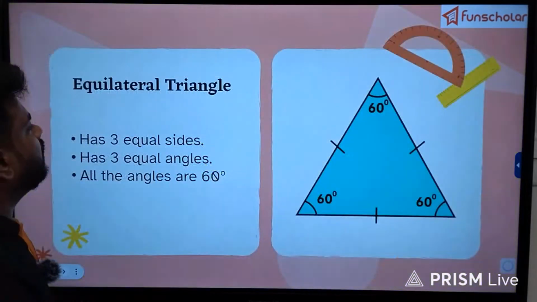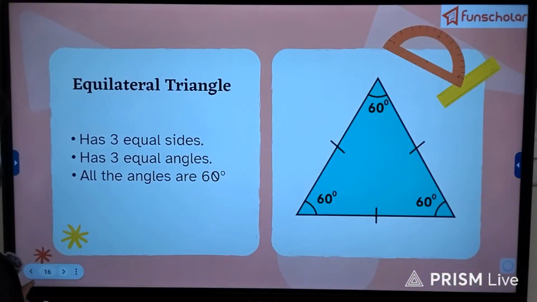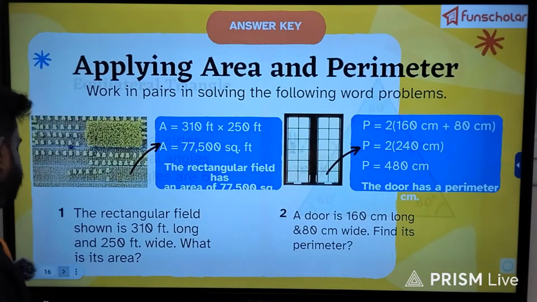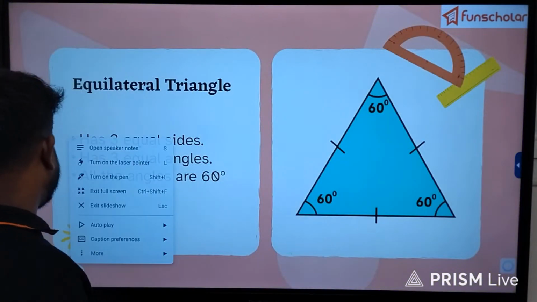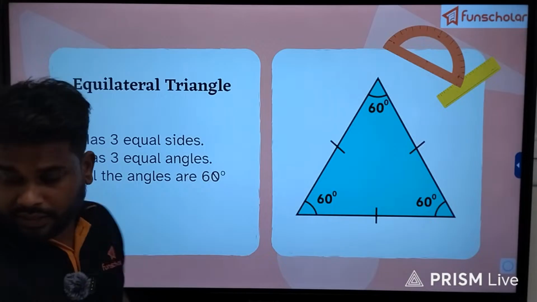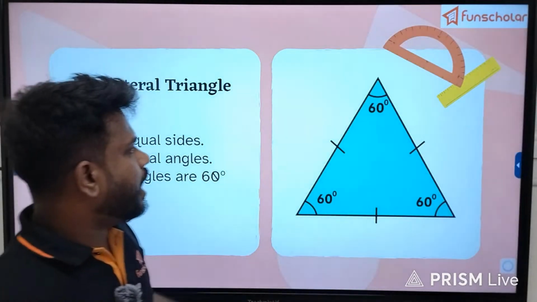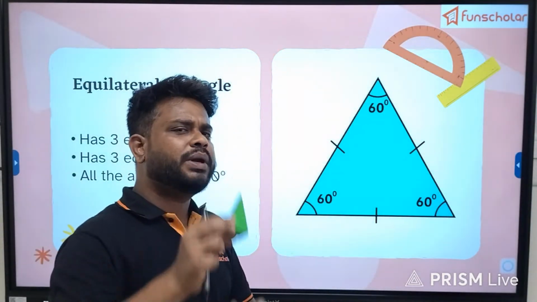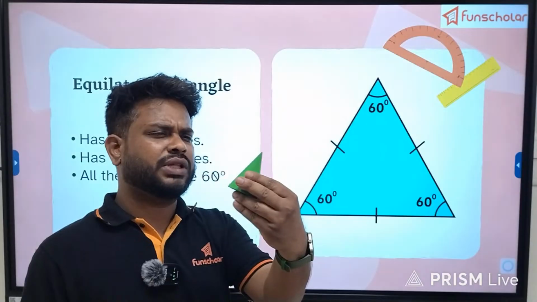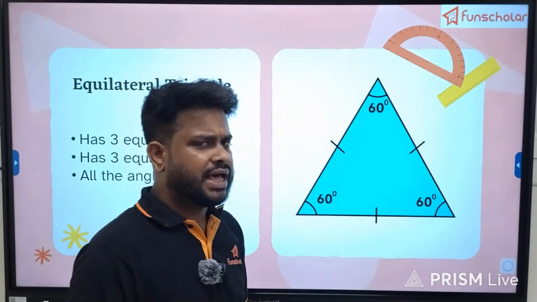Now we are going to learn about the perimeter of an equilateral triangle. So for the case of an equilateral triangle, just assume it as an equilateral triangle, though this one is not equilateral, this one is an isosceles.